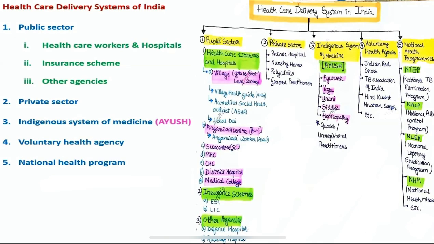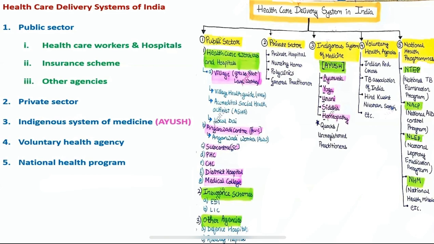Now let us focus on the healthcare delivery systems in India, which are intended to deliver the healthcare services. So we have the public health sector: healthcare workers and hospitals, public hospitals, and insurance schemes and other agencies under the public health sector. And we have the private sector, the indigenous system of medicine, which is nothing but Ayush, certain voluntary health agencies, and national health programs. Now let us discuss in detail each of them or their subdivisions. Then we are going to discuss the functions of each of them in the next videos.